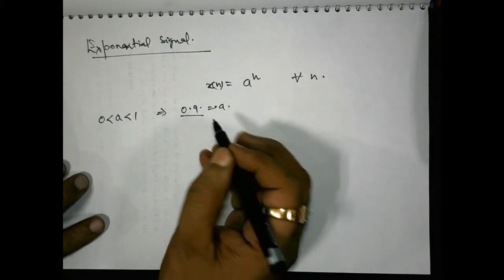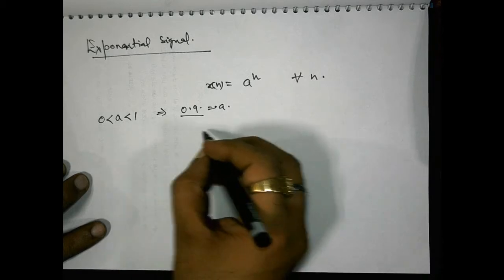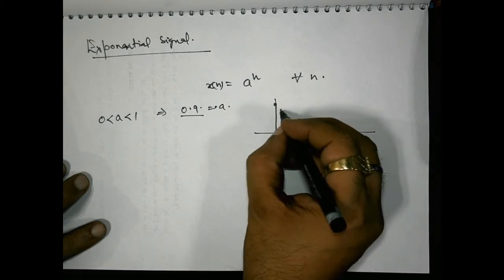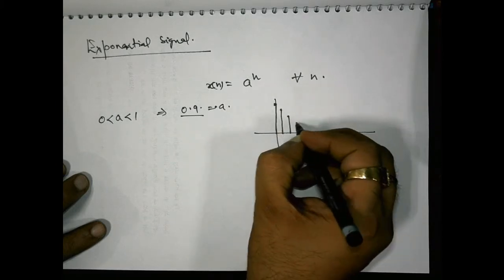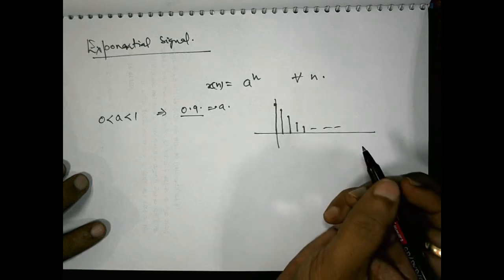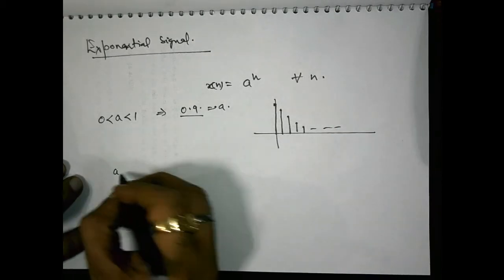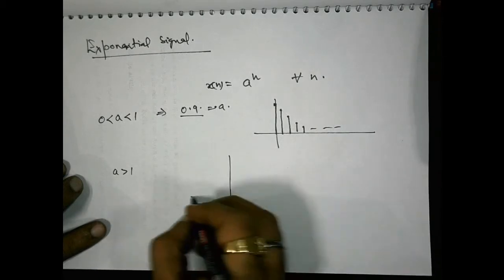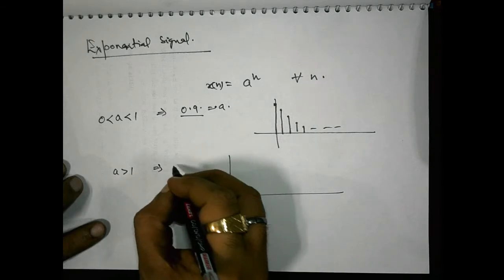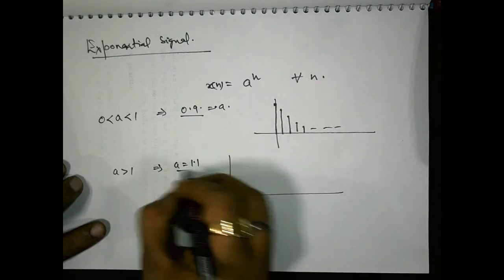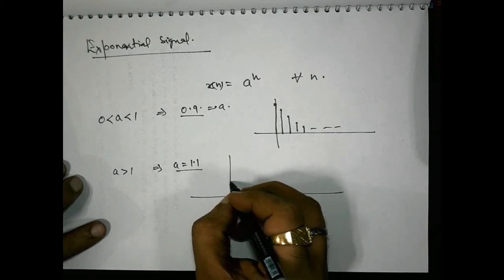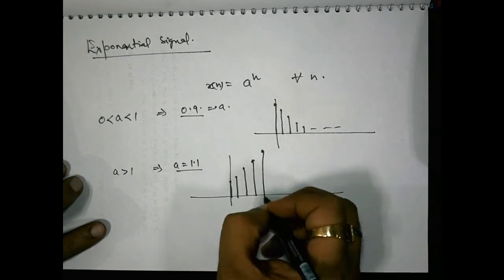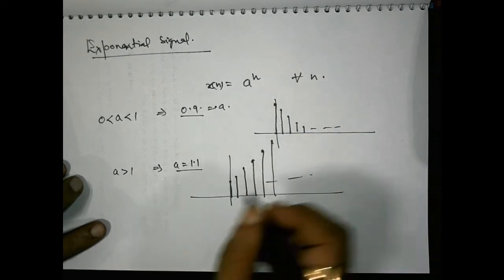Then how will the signal look? If you simply imagine, the very first sample will have strength 1, and then 0.9, then 0.81, and this way the signal will look like this. But if a attains a value greater than 1, what will be the shape of the signal? Just for instance, imagine a to be equal to 1.1. The very first sample will be 1, then the next is 1.1, and then growing this way, an exponentially growing sequence.